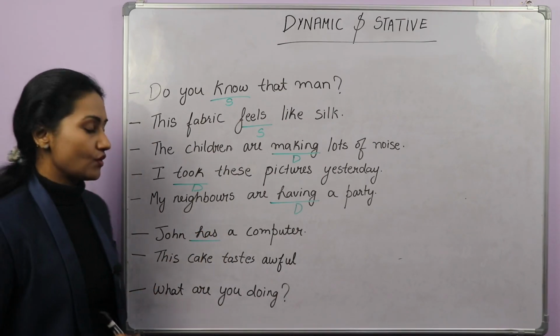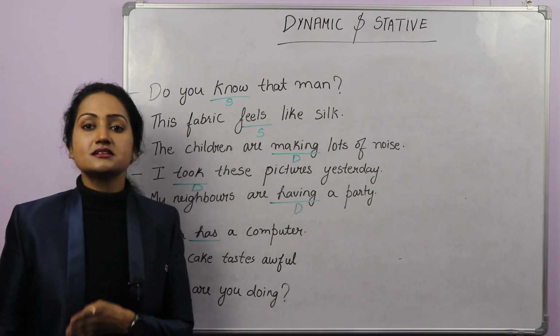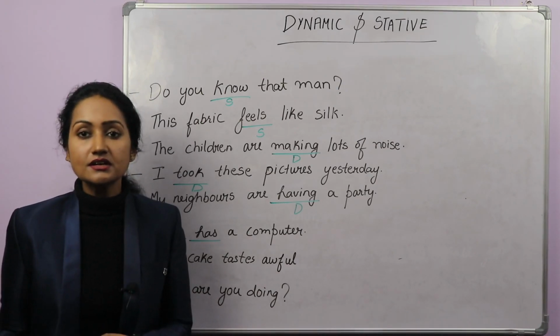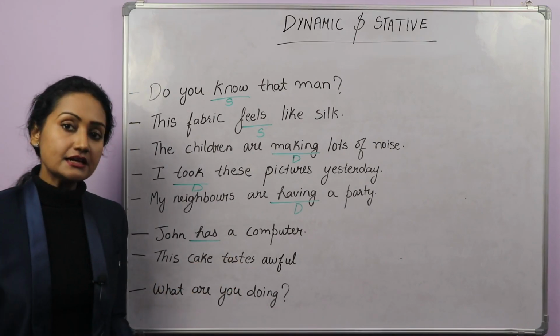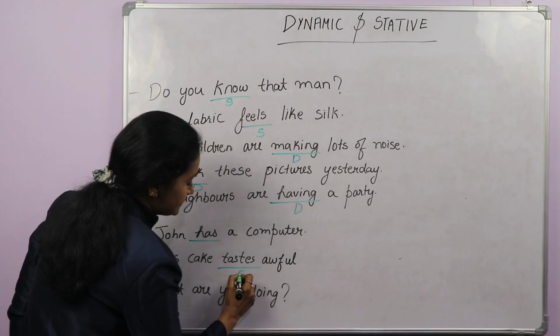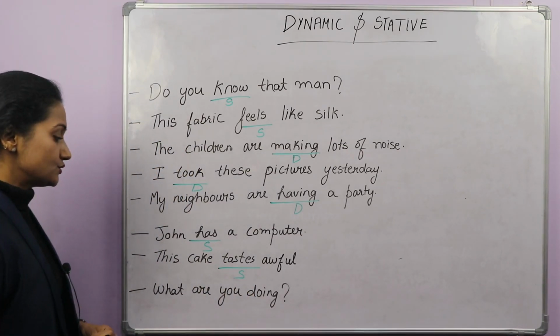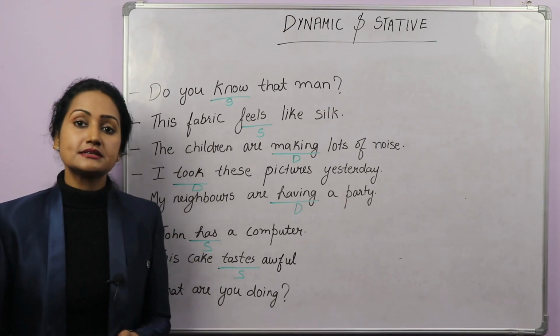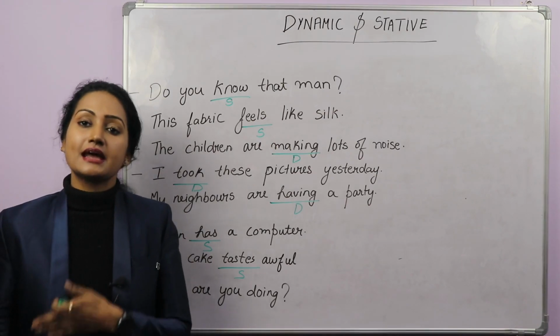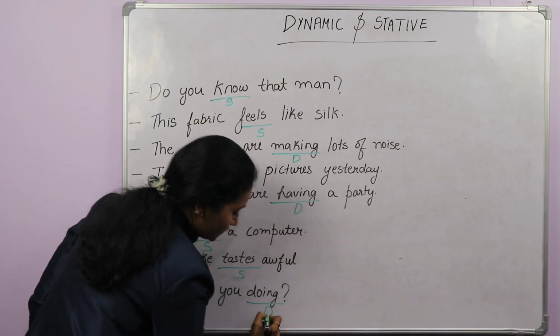This cake tastes awful. Again, taste is the verb and taste is not an activity, not an action. It is the feeling, so this is stative. Again, stative. What are you doing? So do is the main verb, do is an action, so here doing is a dynamic verb.